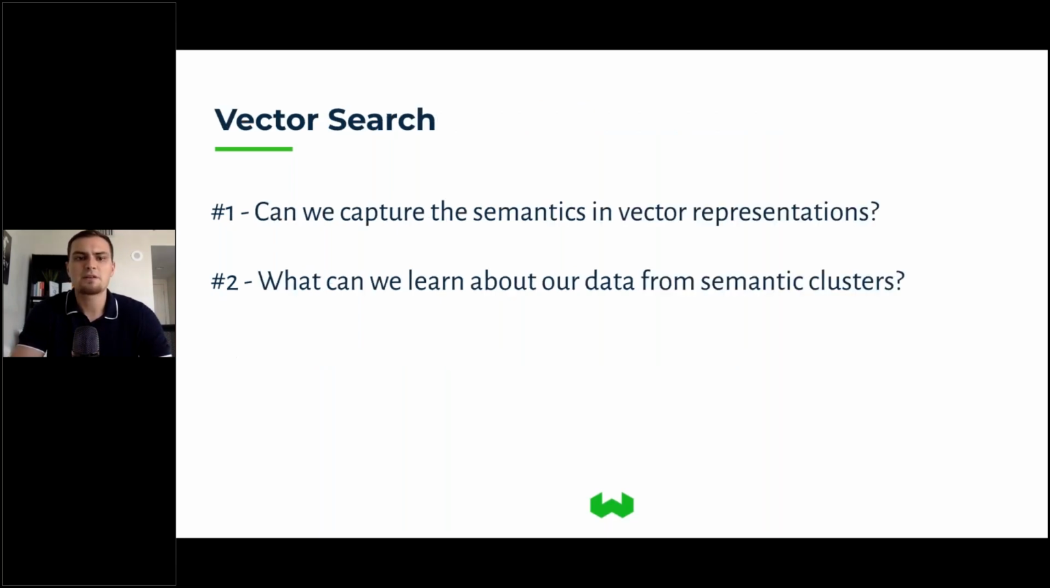And to now bring vector search into the picture, vector search is this idea of representing objects as vector representations extracted from deep learning models. And the idea is, can we capture the semantics of the raw content of our data in these vector representations such that we can learn something about our data from the semantic clusters extracted from these vector representations?